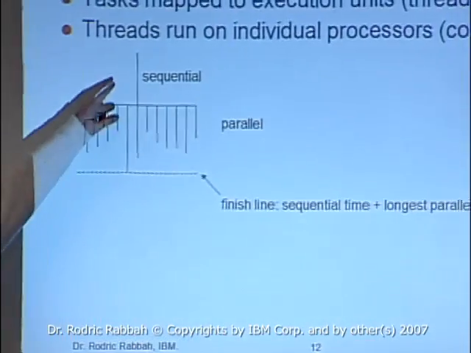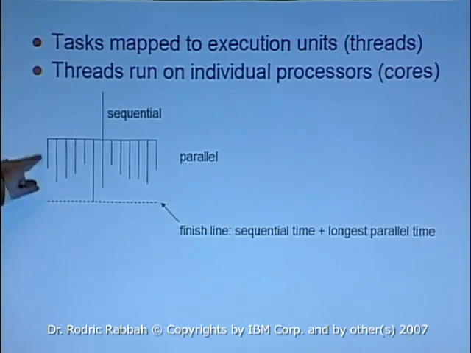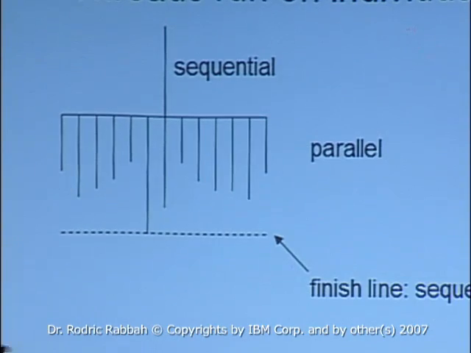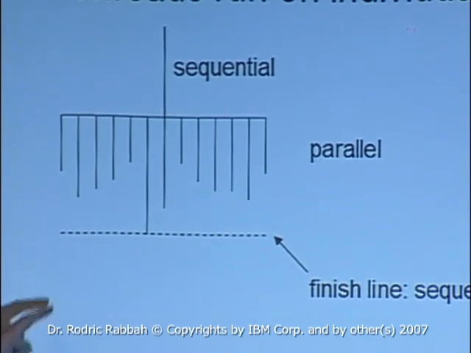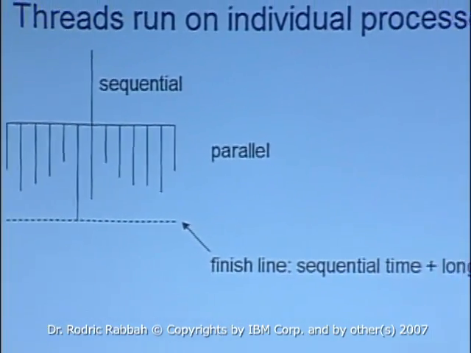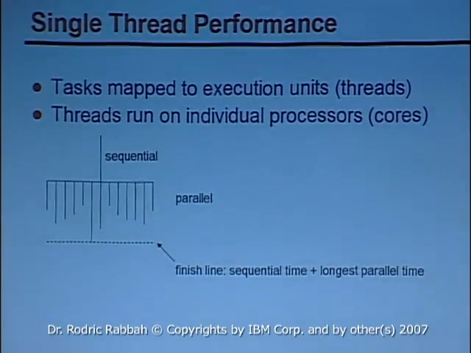So if you look at a timeline, here you have sequential code going on. Then we hit some parallel part of the computation. And we have multiple executions going on. Each one of these is a thread of execution. And really, my finish line depends on the longest thread, the slowest one to complete. And that's going to essentially control my speedup.